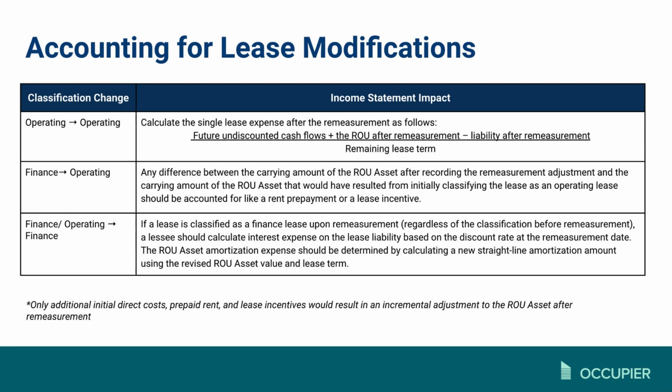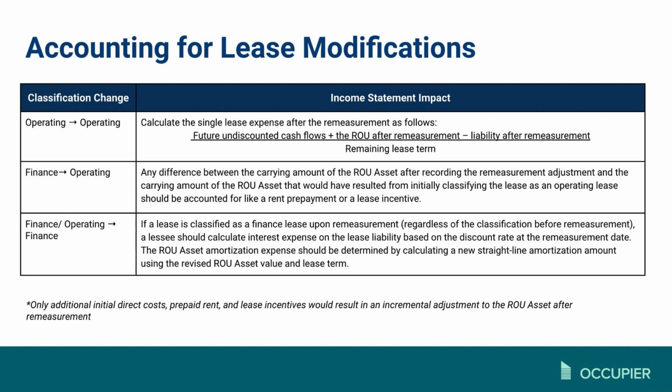Let's say that the lease liability prior to modification was $100,000, and right after your modification it was $150,000, so it went up. Then you would have a modification for $50,000 where you're going to debit your right of use and credit your lease liability for that $50,000. So again, as lease liability goes, so does the right of use asset.